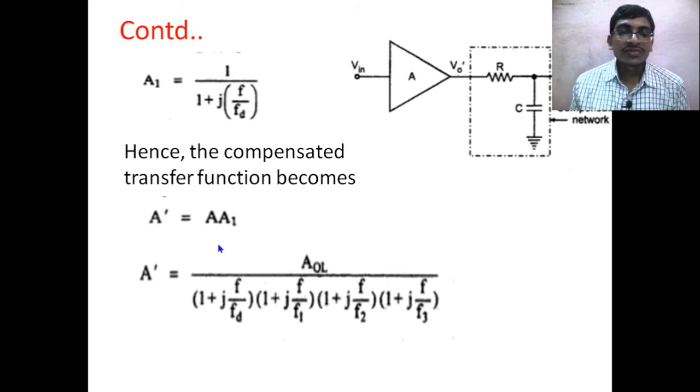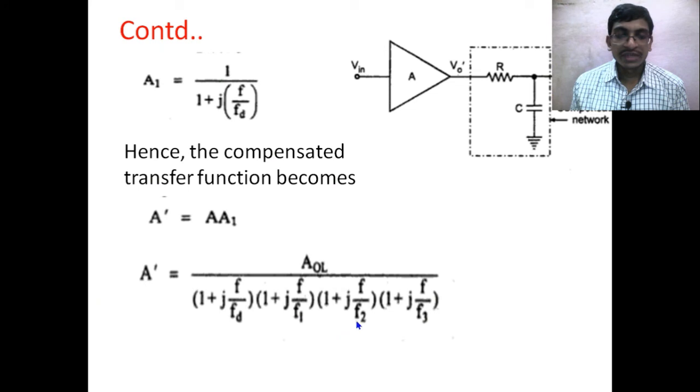So here, if you observe, 1 by 1 plus j into f by fd is the A1 transfer function, and the A transfer function we already know: AOL by 1 plus j into f by f1 into 1 plus j into f by f2 into 1 plus j into f by f3. Okay, this is the equation.